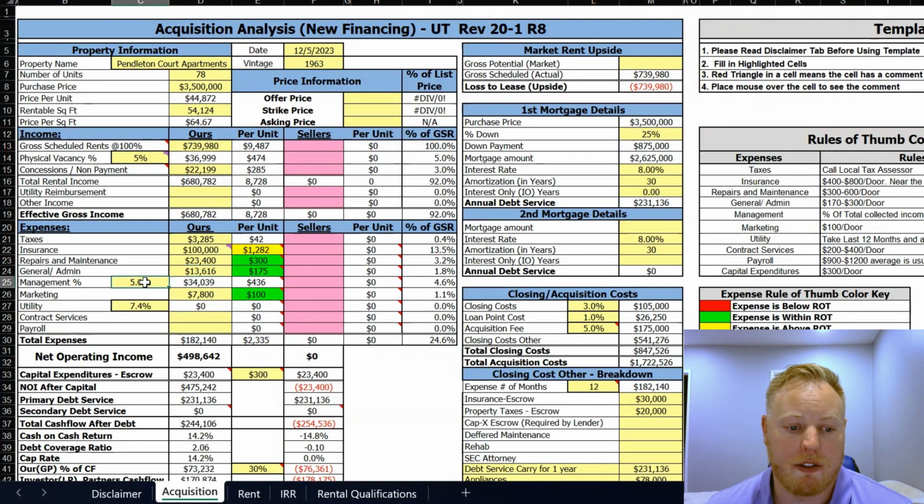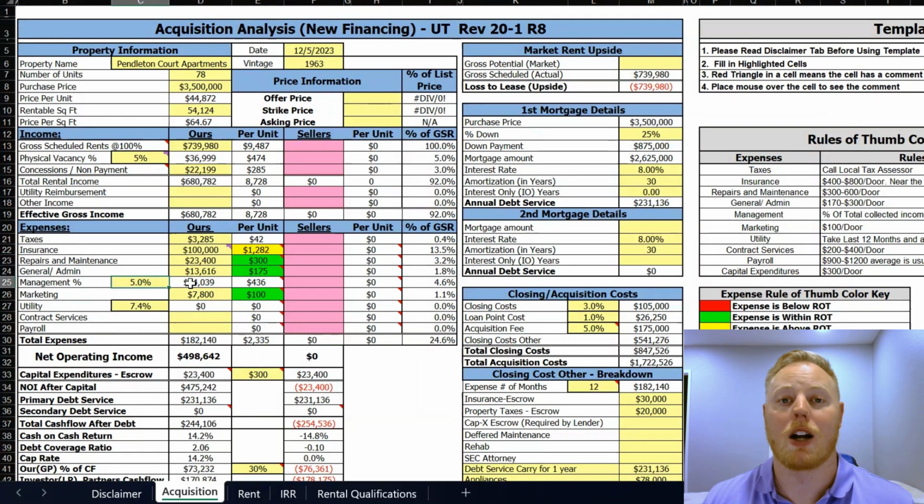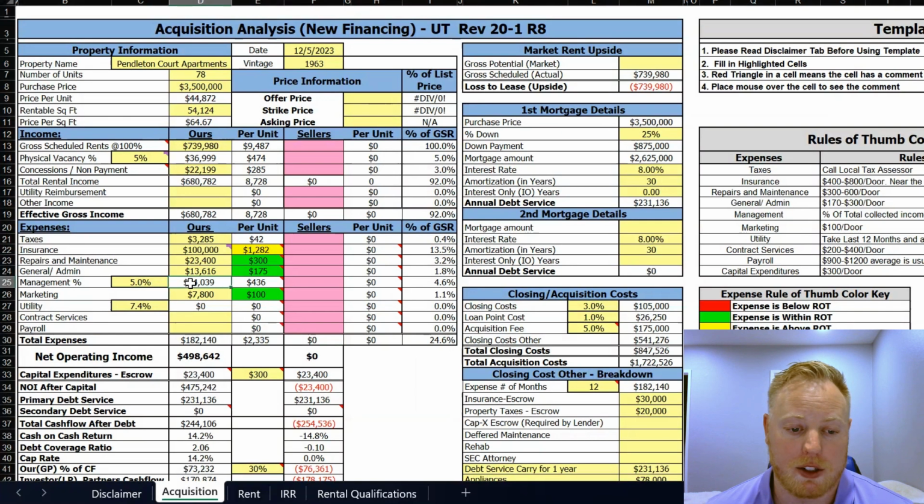This is a management fee of 5%. That's pretty standard for something this size. It can be as high as 8 or 10% for under 20 units, and generally 5% for over 20 units. But it just depends on the third party property management company that you choose. And if you're doing it in house, some people charge as low as 3%, and that's some way to make sure you get extra money in your net operating income.